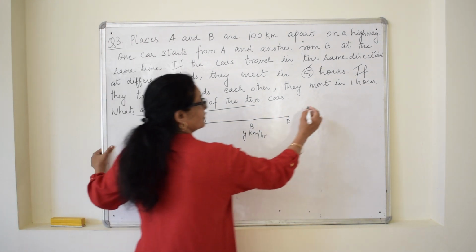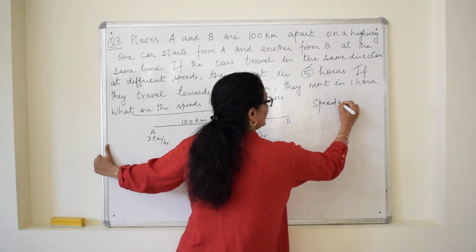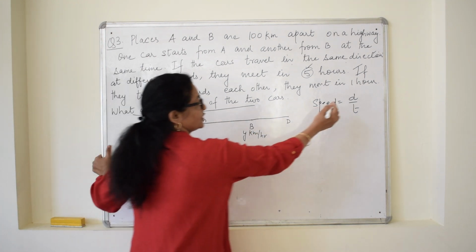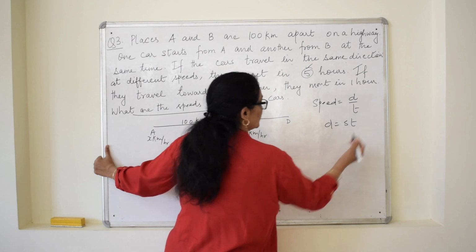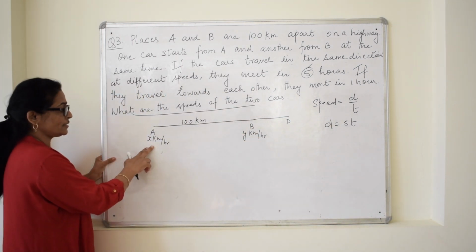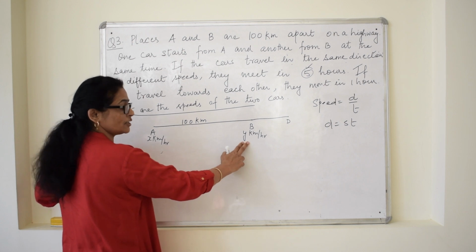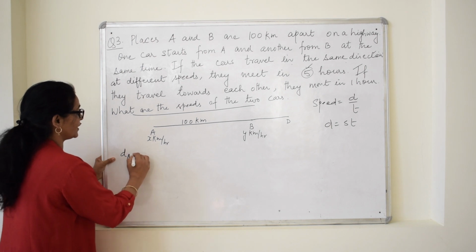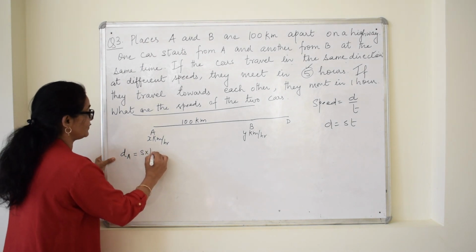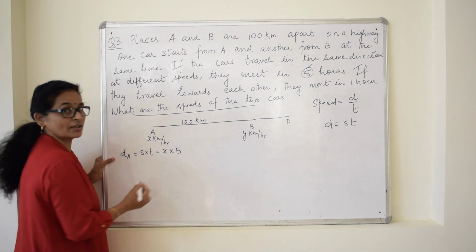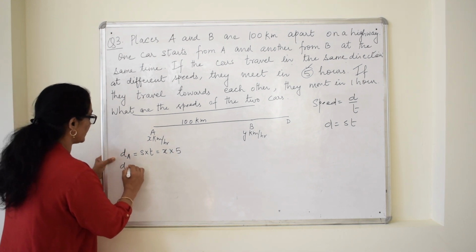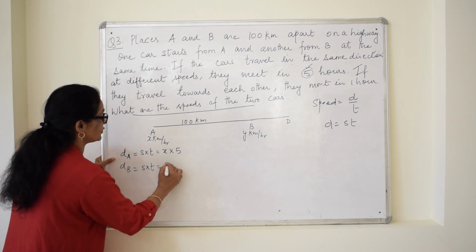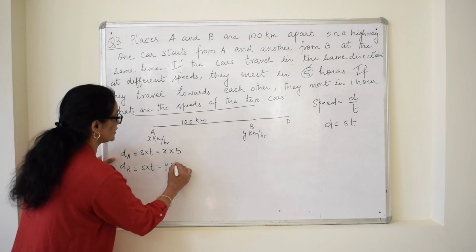Now this question we will solve with the help of a relation. Speed is equal to distance upon time. This distance is known to us. So distance will be speed into time. Our assumption is speed of car A, x kilometers per hour, speed of car B, y kilometers per hour. Now let's see the distance covered by car A. That will be speed of car A into time. Speed is x and time is 5. Similarly, distance covered by car B will also be speed into time. Its speed is y and time is 5.